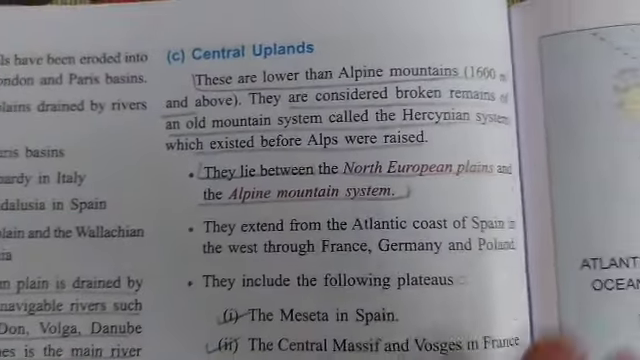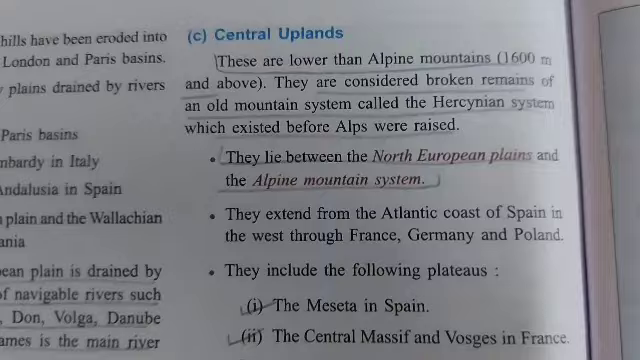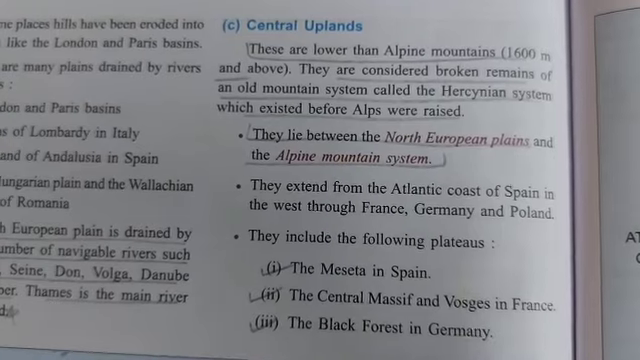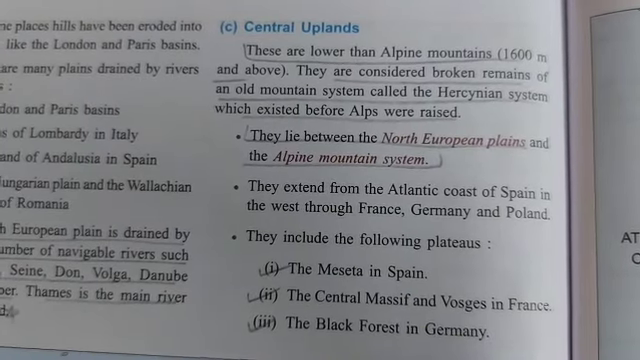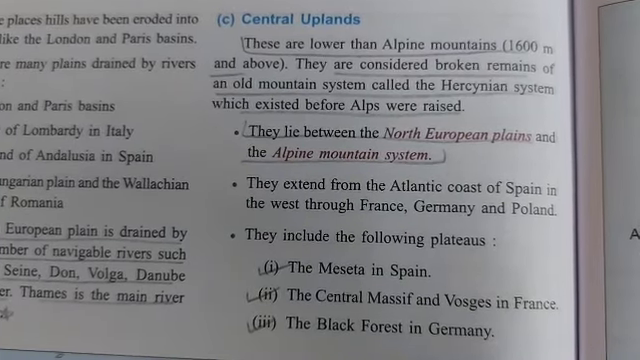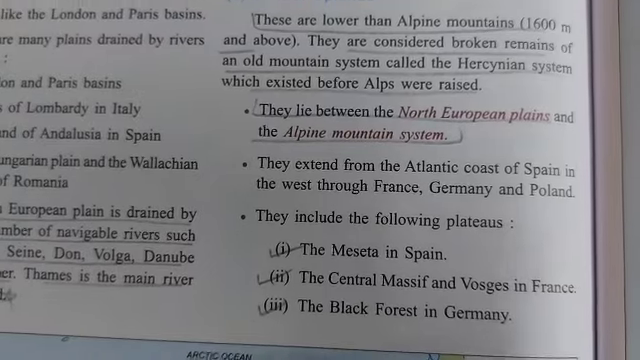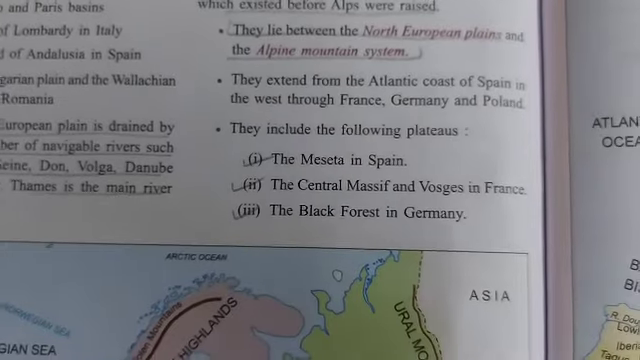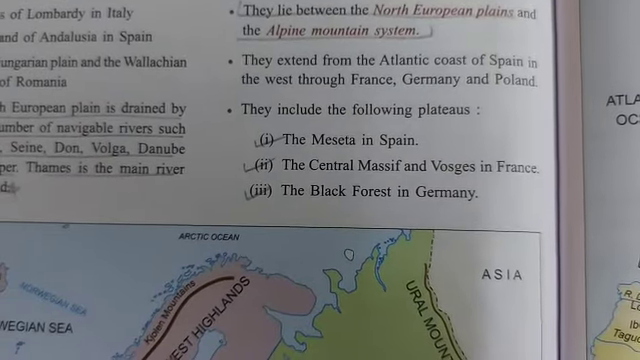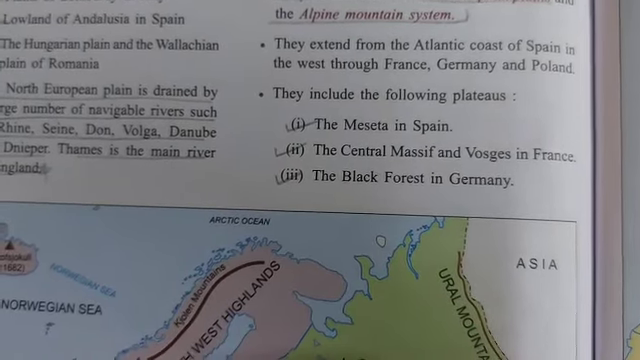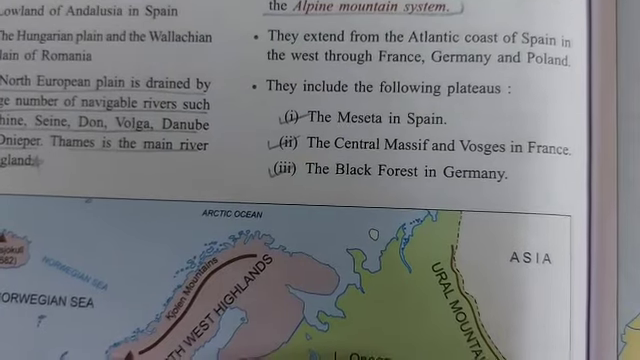The central uplands. What is given in central uplands? These are lower than alpine mountains, 1600 meters above the sea level. They are considered broken remains of old mountain system called Hercynian system which existed before Alps was raised. Simply mark it. They lie between North European plain and Alpine mountain system. They extend from Atlantic coast of Spain and west through France, Germany and Poland. They include the Meseta in Spain, the Central Massif and Vosges in France and Black Forest in Germany. Simply give it a tick mark.